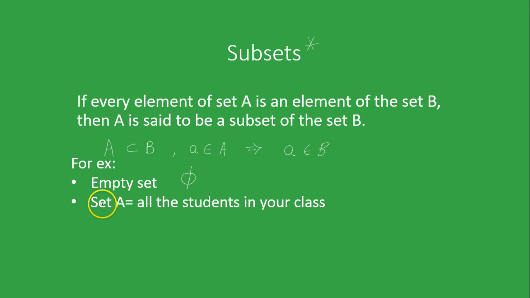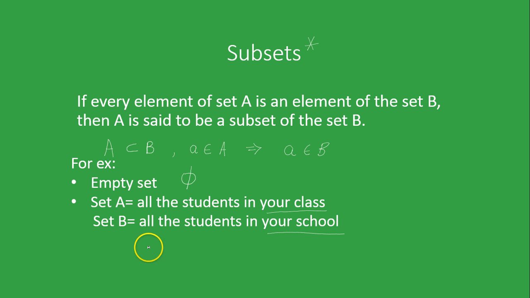Let us look into a more common example. Let set A denote all the students in your class and set B denote all the students in your school. Then set A is the subset of set B because the students who are in your class study in your school also. So the student who is part of your class is also the part of your school.